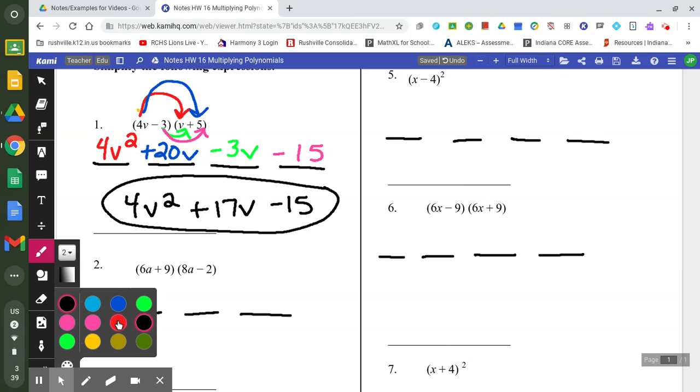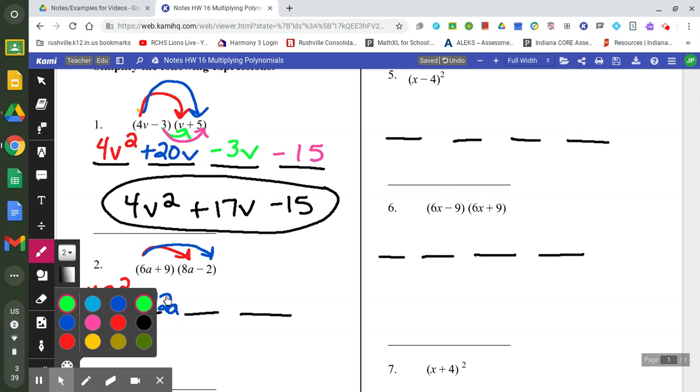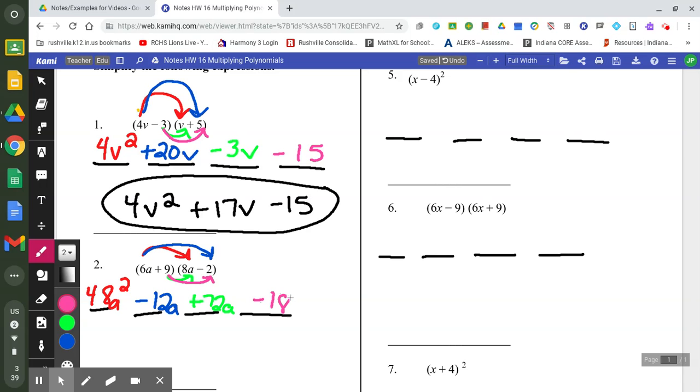My first two terms, 6a times 8a gives me 48a squared. My outside terms, 6a times negative 2, negative 12a. My inside terms, 9 times negative 8 is plus 72a. Then my last terms, 9 times negative 2, negative 18.